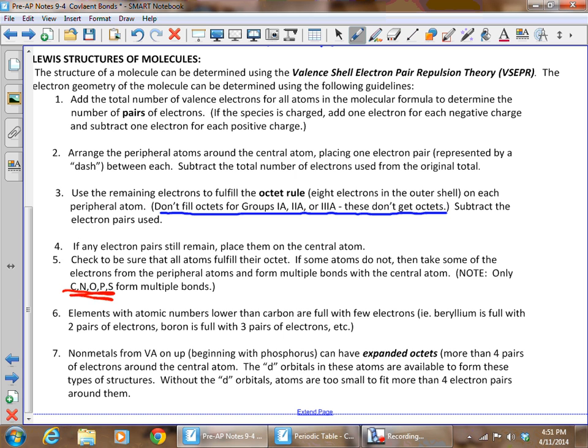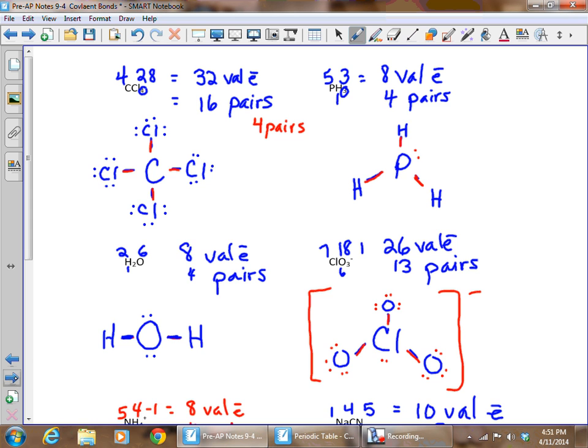There's something we call CNOPs that we talk about, probably more often in AP. CNOPs is a list: carbon, nitrogen, oxygen, phosphorus, and sulfur, a list of elements that form multiple bonds. And the only way, I repeat, the only way you can have a multiple bond between two elements is if they are both on this list. They both have to be part of CNOPs to form a multiple bond. So let's go back to our example.